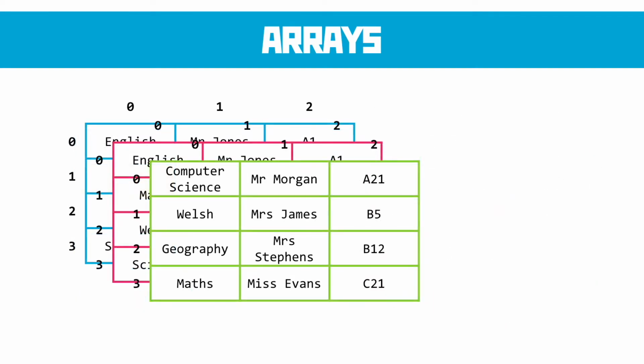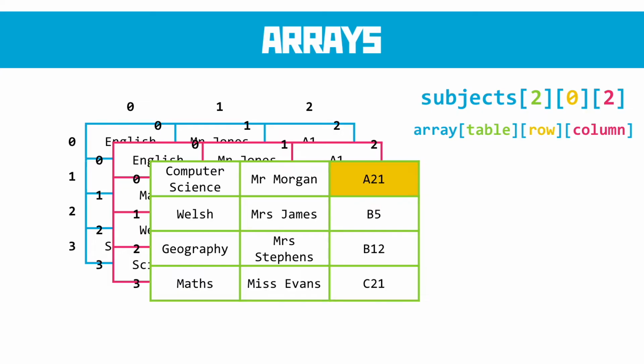A three-dimensional array then, where we take that a bit further and we have different tables. The way we access the green table's content A21 would be by saying the table index 2, row index 0, column index 1. And of course we can extend the dimensions of that array more than that, but it's only 3 dimensions that we need to know about for A level.